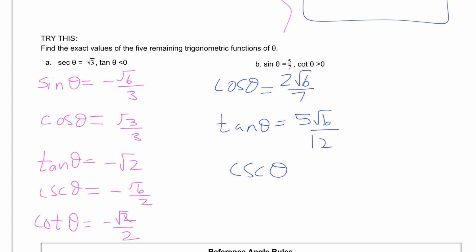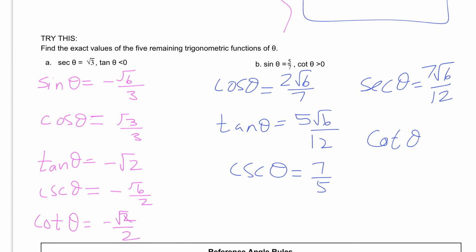Cosecant of theta was 7 over 5. Secant of theta was 7 square root of 6 over 12. And cotangent of theta is 2 square root of 6 over 5. Let me know if you have any questions.